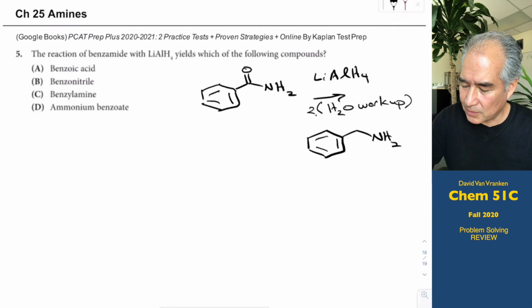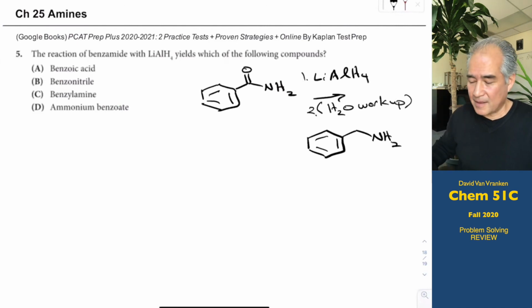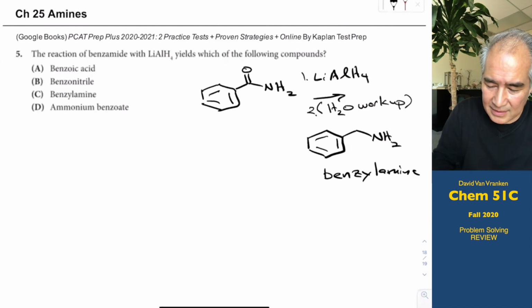So step 2 should be this simple amine compound, and the name of this is benzylamine. That's the right answer, and that's the one that should be in that list. So let me go ahead and come over here and circle that benzylamine.